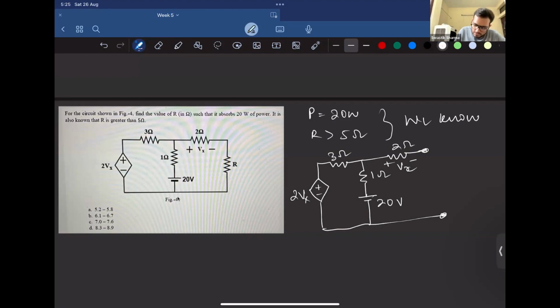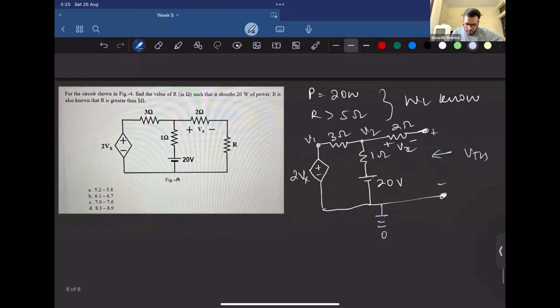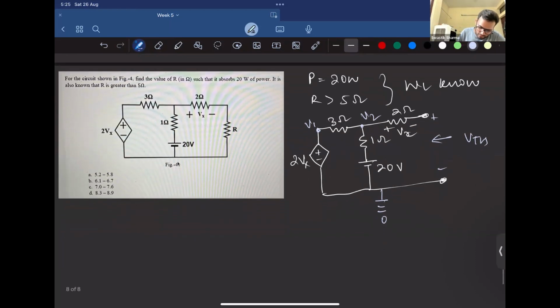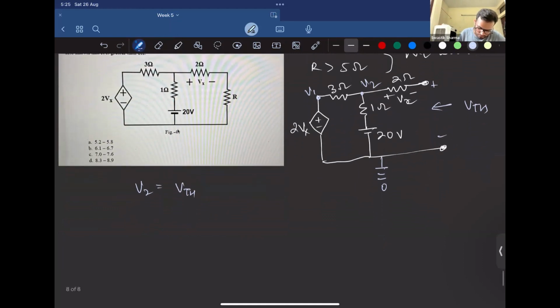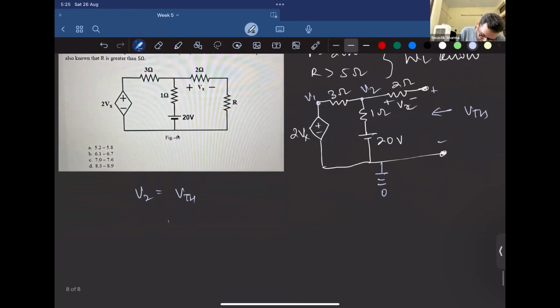The first thing we do for nodal analysis is find out the datum node. This is V1, this is V2, and this is VOC, or we can simply write VTH. Since the terminal is open circuited, what is V2? V2 is nothing but VTH, since no current flows through the 2 ohm resistor. So let's apply nodal analysis at node 2. This is not a node, I don't know why I wrote this as a node. This is the only node.